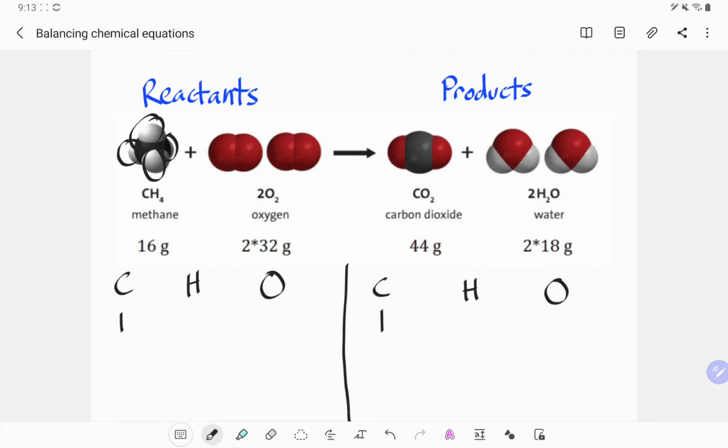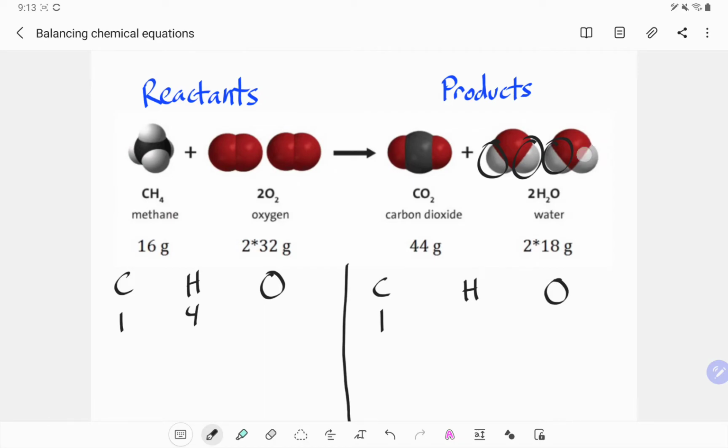But we have 1, 2, 3, 4 hydrogens visually that we can see as well. So I'm going to write down that we have 4 hydrogens. And then let's look over on this side. I can count my spheres. I can say 1, 2, 3, 4 hydrogens. I can do it that way.